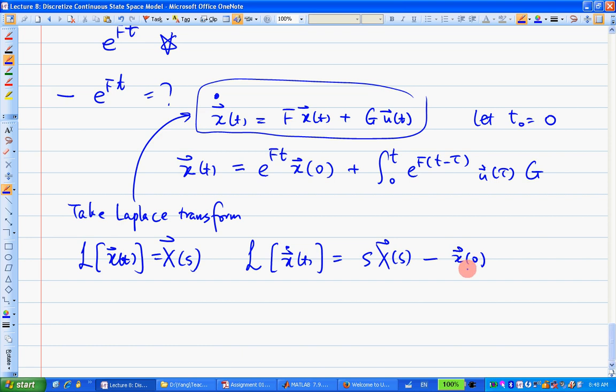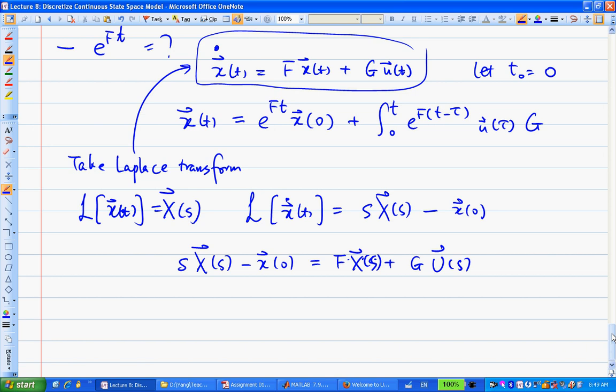So let's plug in the property into this process of taking Laplace. And we end up with what? We end up with s capital X of s minus the initial condition equal to F X of s plus G U of s, right? U of s. Okay.